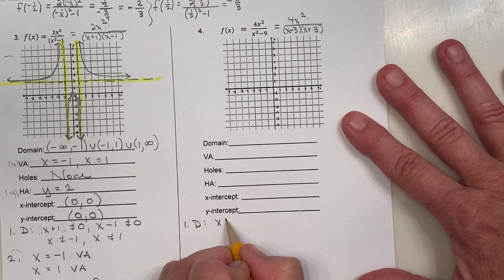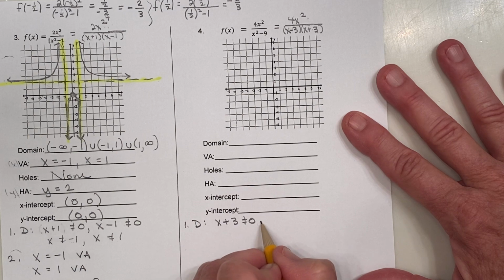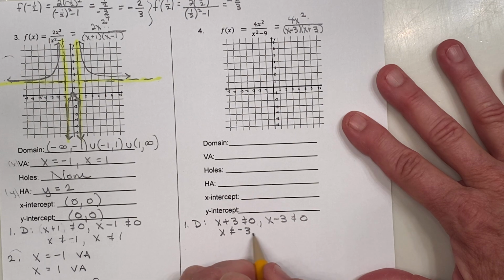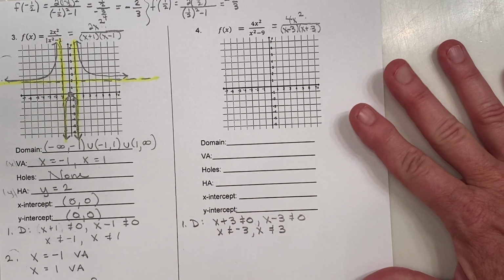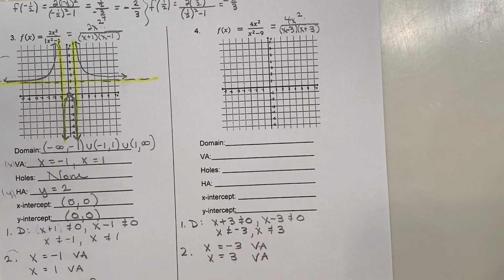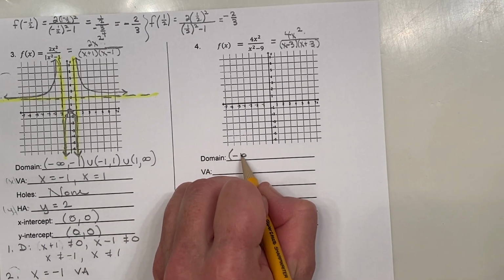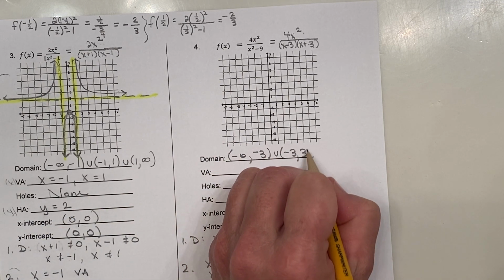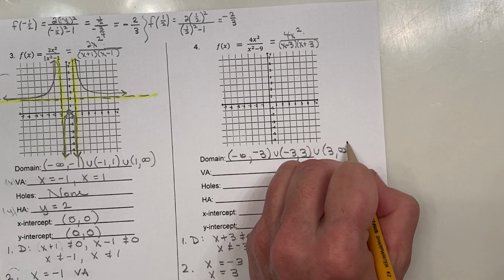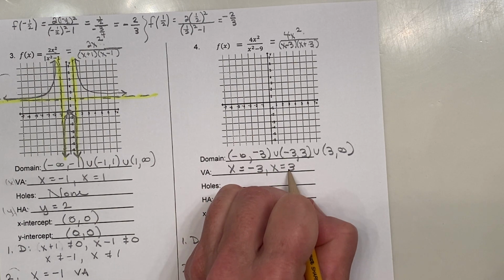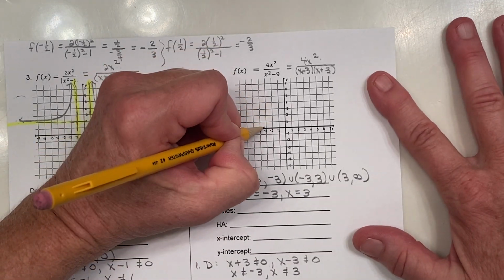So the domain. x cannot be negative 3, and x cannot be positive 3. Okay, and both x equals negative 3 and x equals positive 3 are vertical asymptotes. Haven't seen anything yet with holes. And I'll report the domain, the vertical asymptotes, and I'll go ahead and get those sketched.